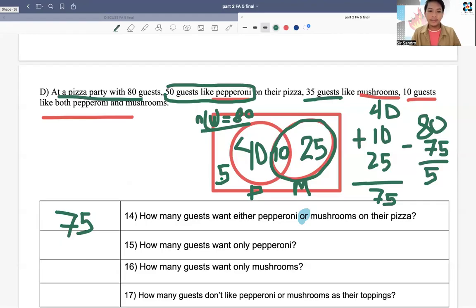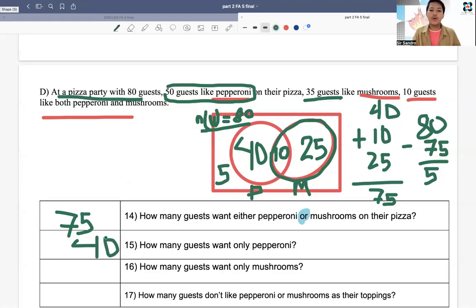Let's go to number 15. How many guests want pepperoni only? So, pepperoni only. That is P minus M, right? Remember your set operations. That is P minus M, or pepperoni only, and that is 40. Okay, that's 40.